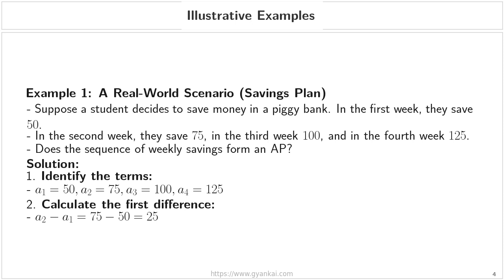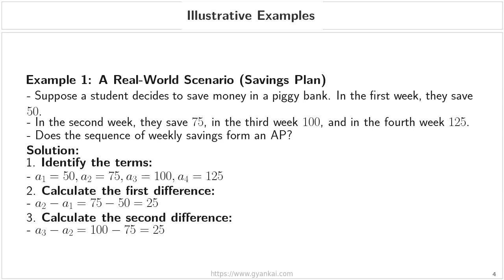Next, we calculate the first difference by subtracting the first term from the second term. That is, a sub 2 minus a sub 1, which is 75 minus 50, giving us a result of 25. Now we move to the second difference. We subtract the second term from the third term, a sub 3 minus a sub 2, which is 100 minus 75, which also equals 25.